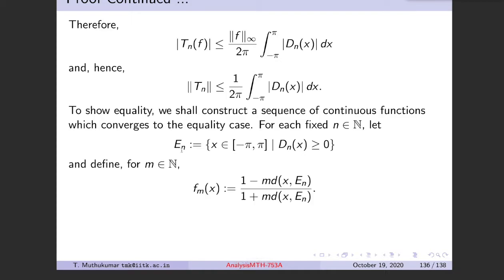So once you have En, you define this function Fm as 1 minus m times the distance of x from En, divided by 1 plus m times the distance. So this is the definition that we are giving for Fm. For each m, you can do this.